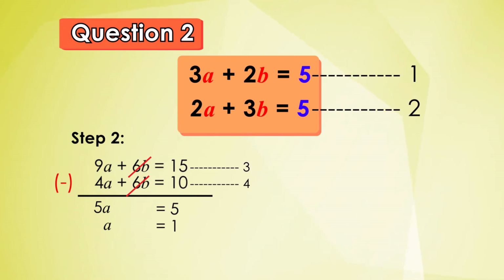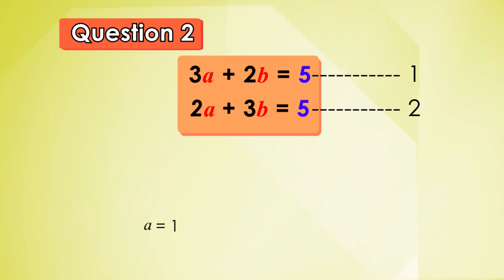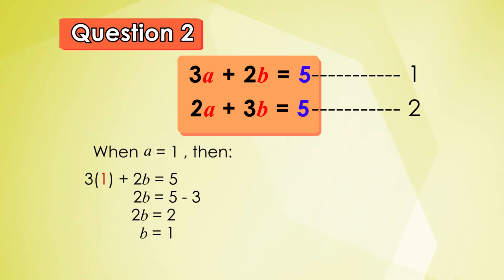Now, let's substitute the value of a equals 1 into the first equation and solve for b. And we will get the value of b as 1. In conclusion, a equals 1 and b equals 1. Did you manage to get the same solution? I hope you did.